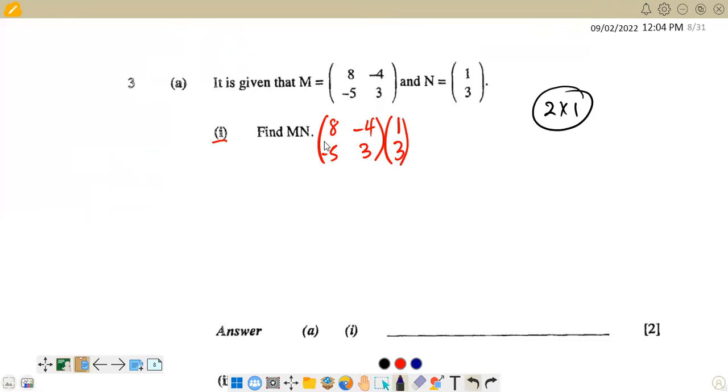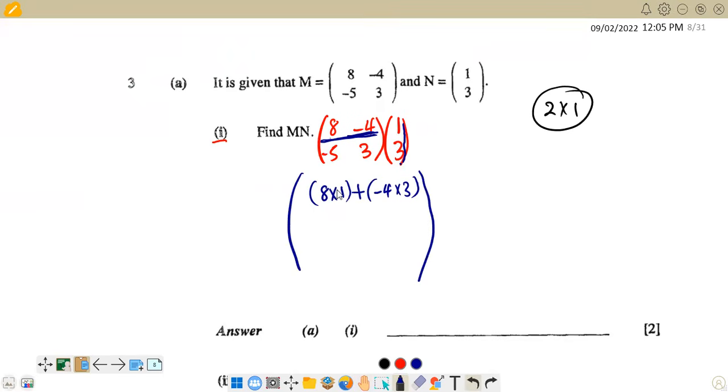Okay, so we've got row by column. As you can see, there's just a single column here. So this 8 is going to multiply 1. So it's 8 times 1. Whatever we get, we add. Since we are still having elements in this row, we have to add -4 times 3. So we put -4 times 3 here. We are done with this row and column.